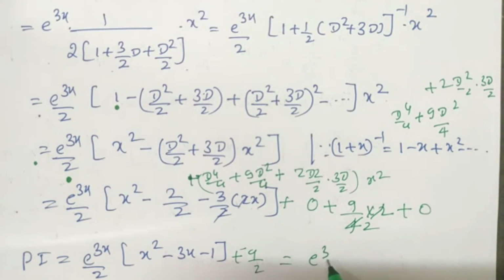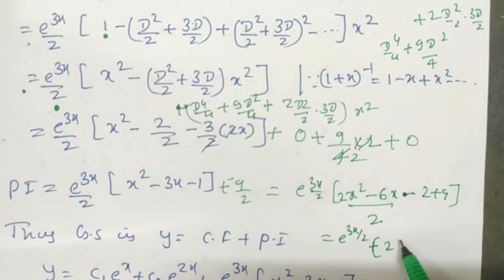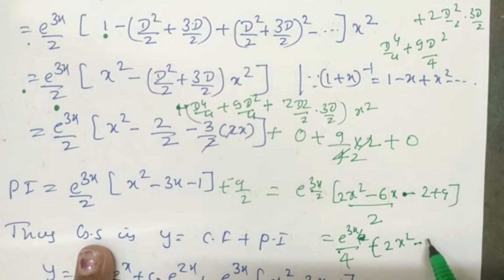That is e^(3x)/2 [x² ...]. So take the LCM, LCM is 2. This is 2x² − 6x − 2 + 9, it is 7/2. So how much will you get? This is e^(3x)/2 then plus bracket (2x² − 6x + 7)/2. 2 into 2 is 4, so e^(3x)/4 (2x² − 6x + 7).